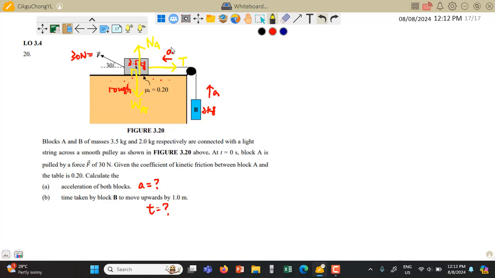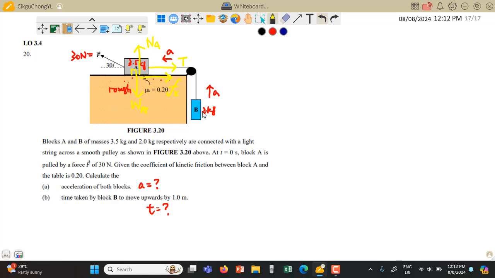Besides that, because we predict that block A accelerates leftward and the surface of the table is rough, there will be a friction parallel to the surface acting rightward, opposite to the direction of motion. So we are going to have Fk. These are the forces that are going to act on block A.